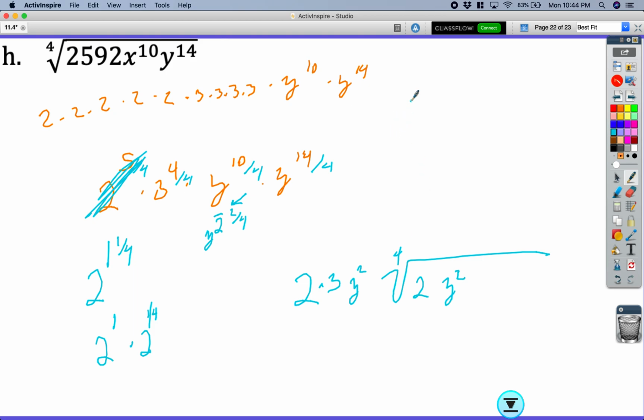And did I mess up on my variables? I did somewhere. So that should have been x on all those. I put y twice. Oops. Let me just fix all that. So we got x, x, and x. All right, and finally, guys, over here, y to the 14th over 4, that would reduce to y to the 3rd, y to the 2nd.